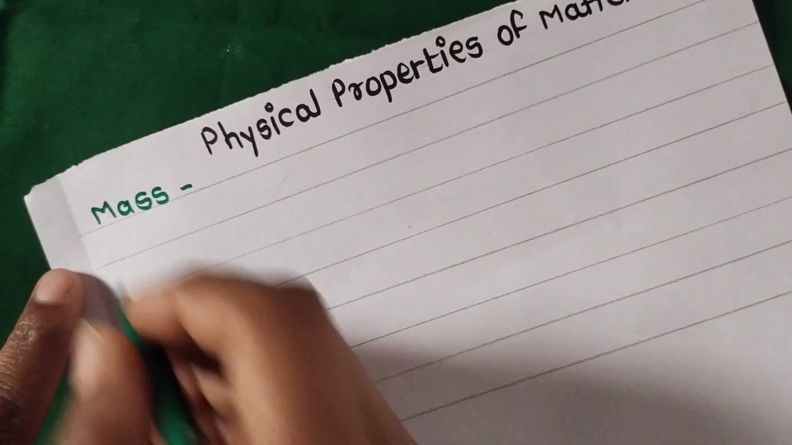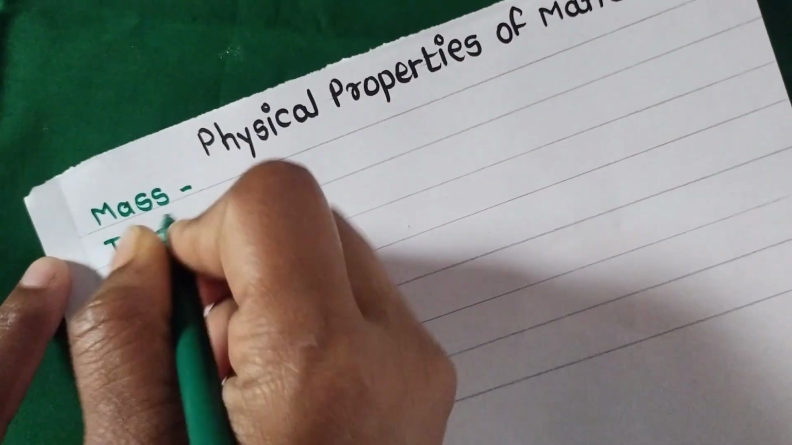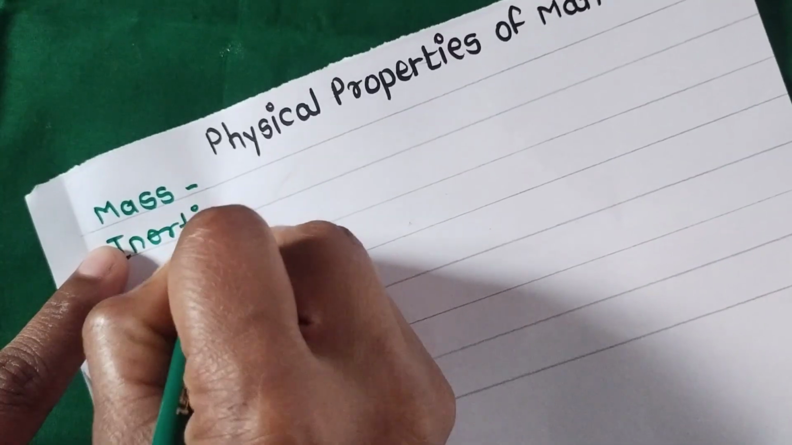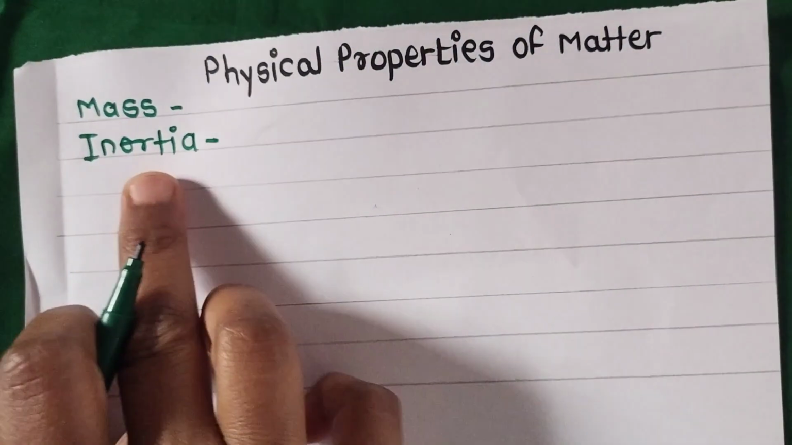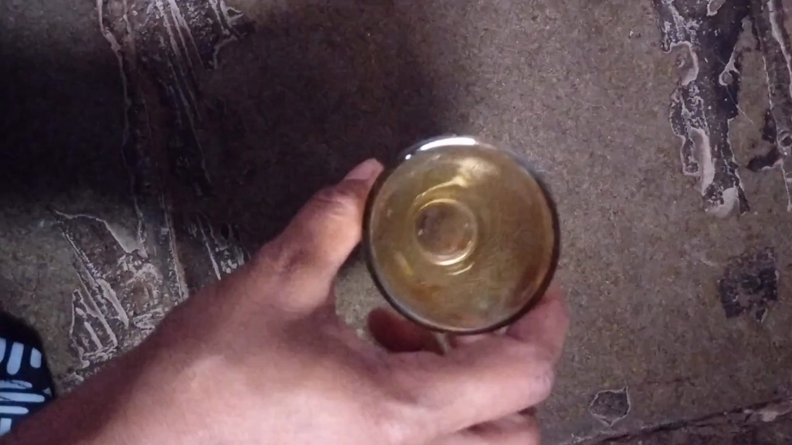Next is inertia. This is the laziness of an object. Objects like to stay exactly as they are. If they are sitting still, they want to stay still.